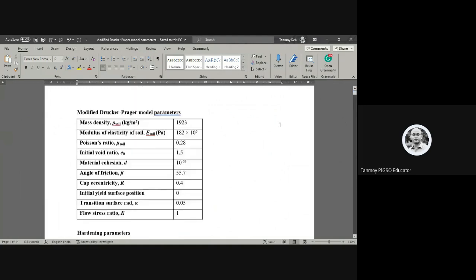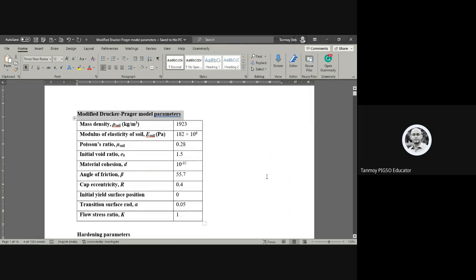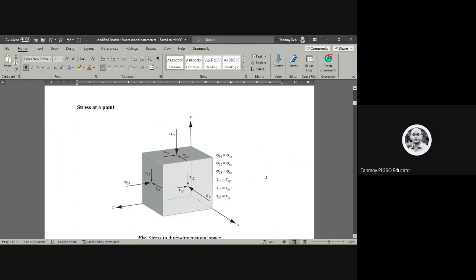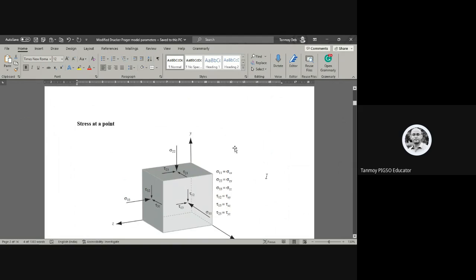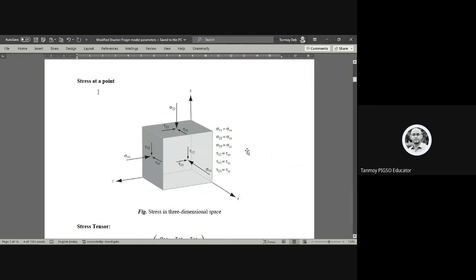So today I'll discuss Drucker-Prager and CamClay models, what the basis is, and then we'll run a simulation on the modified Drucker-Prager pattern using modified Drucker-Prager parameters. A bit of continuum mechanics fundamentals is required. This is something that we discussed while covering Mohr-Coulomb and Tresca failure criteria.